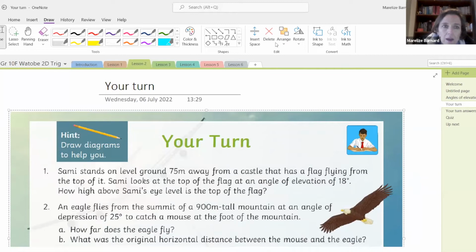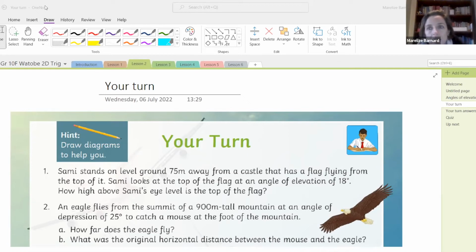Okay, I'm going to read it, and then I want you to read it on your own quietly and make an attempt to draw your diagram. Okay, so Sammy stands on level ground 75 meters away from a castle that has a flag flying from the top of it. Sammy looks at the top of the flag at an angle of elevation of 18 degrees. How high above Sammy's eye level is the top of the flag?